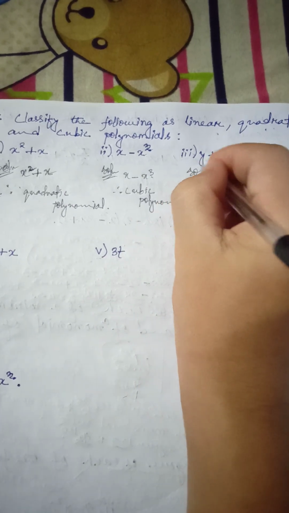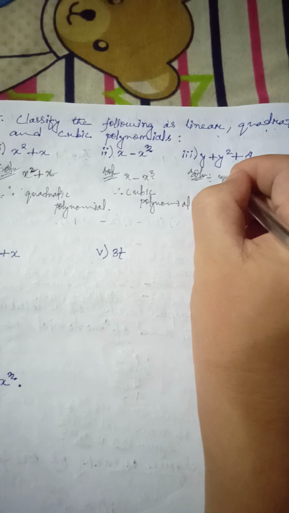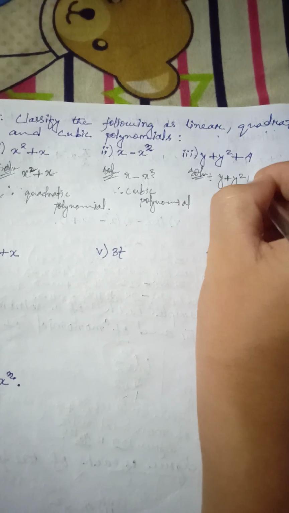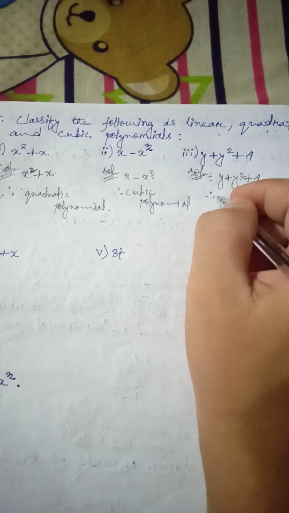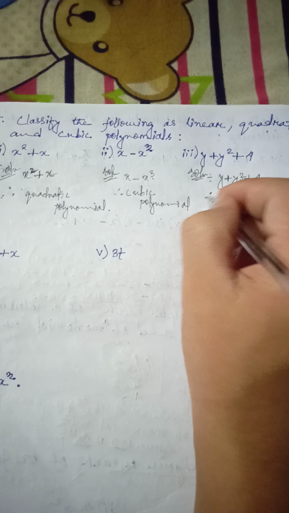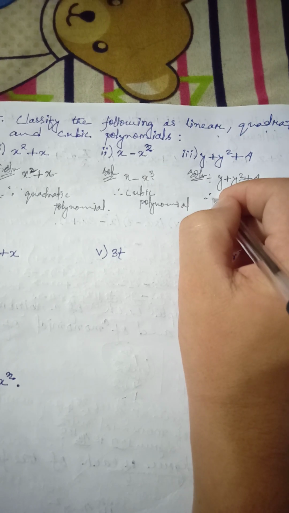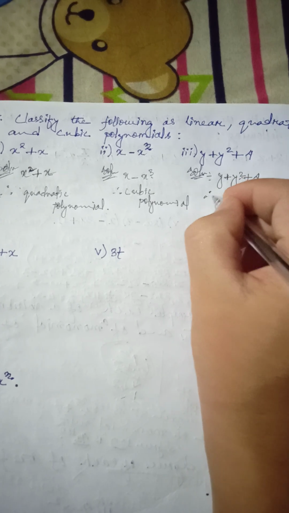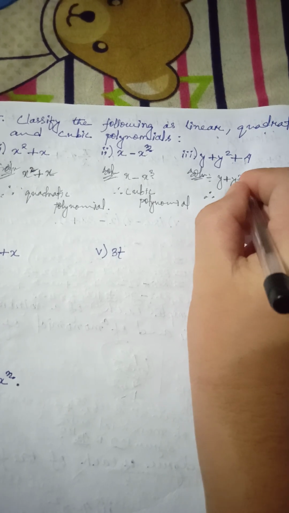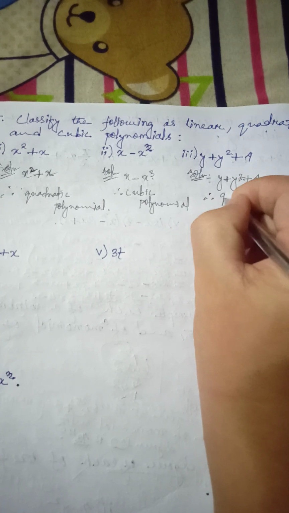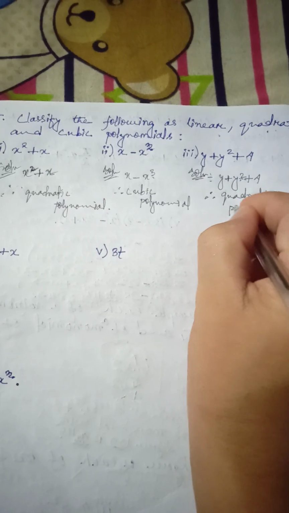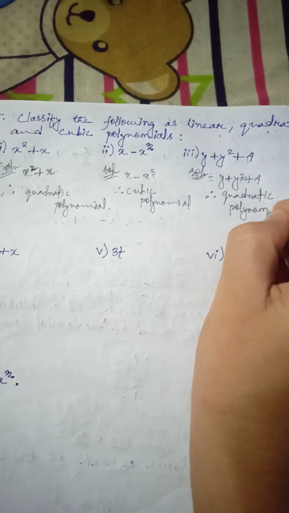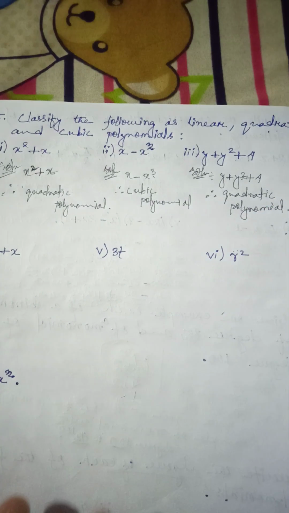Okay, and what is this? Here we have y plus y squared plus 4. What is the highest power that we have? It is 2. If it is 2, then we will call it quadratic. If the highest power is 3, then we will call it cubic. And if the highest power is 1, then we will call it linear. Here the highest power that we have is 2. Because of that, we will call this one a quadratic polynomial.